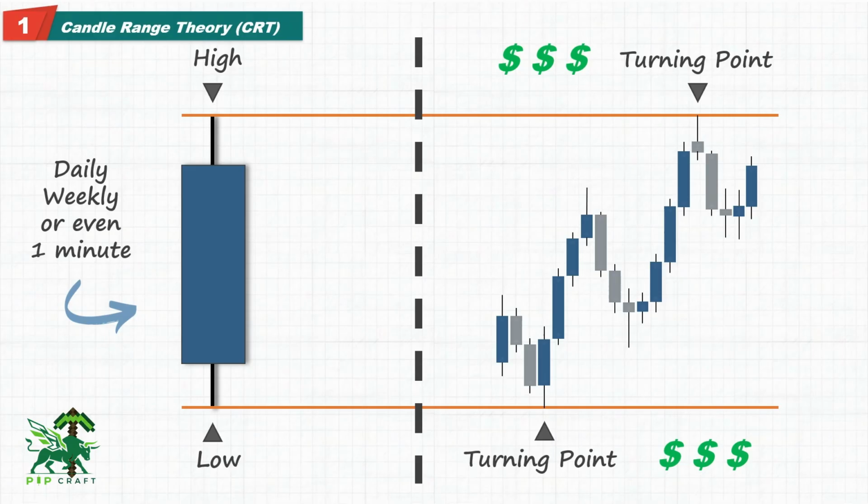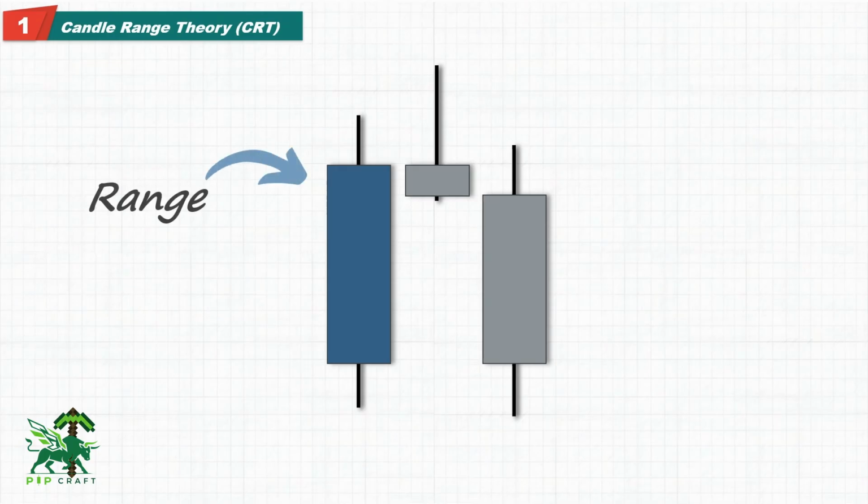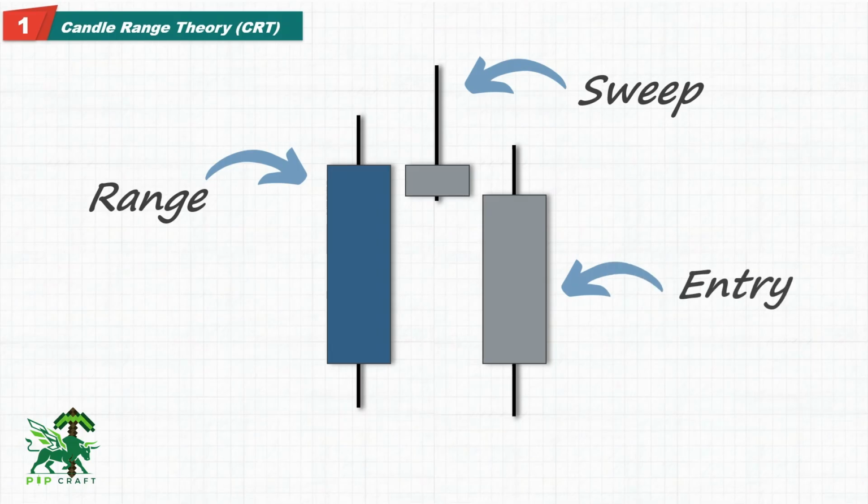So let me show you how combining this single candle structure with smart money concepts can offer high probability trading opportunities. The typical concept of this strategy usually involves 3 candles, and each candle has its own important role. The first candle defines the range, the second candle creates the sweep, the third candle provides the entry. Let's break this down step by step as a concept.